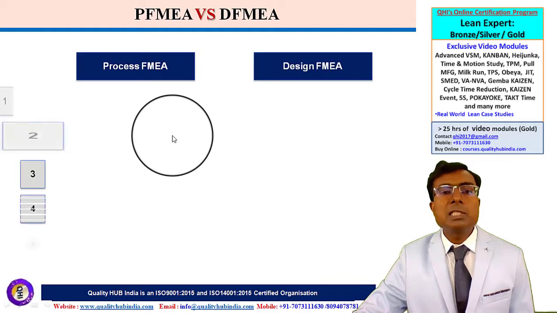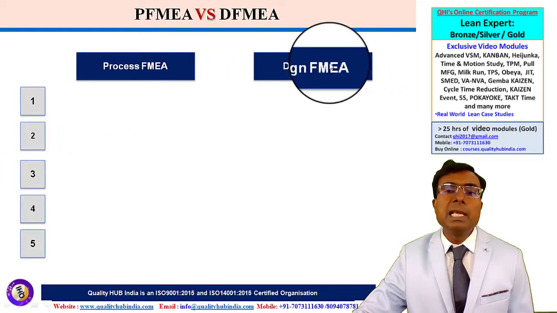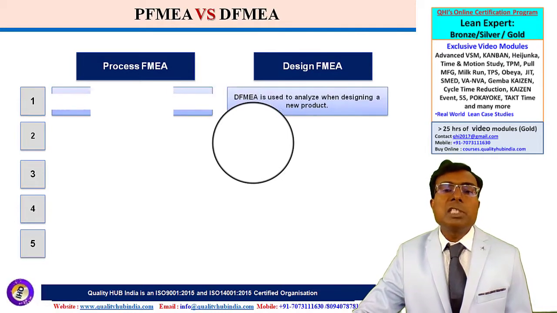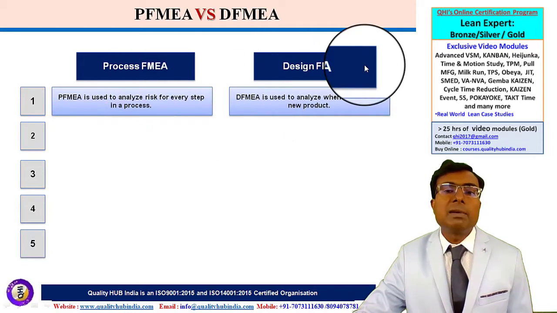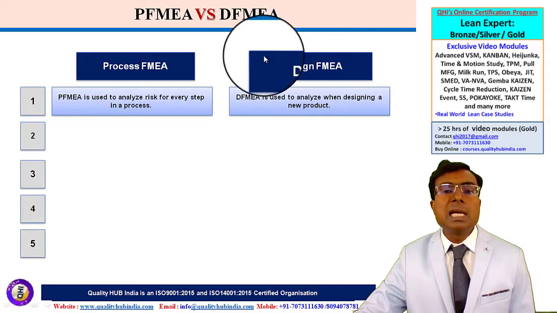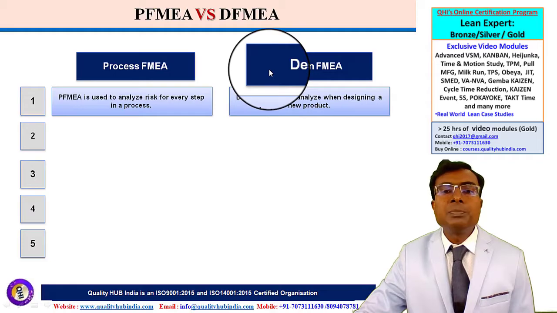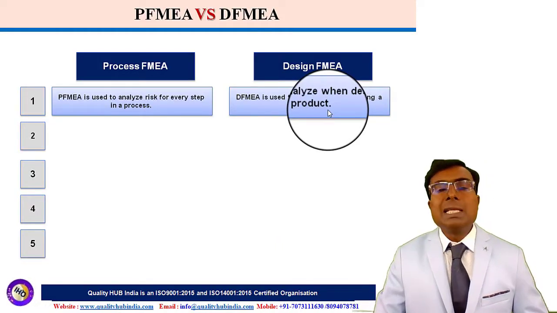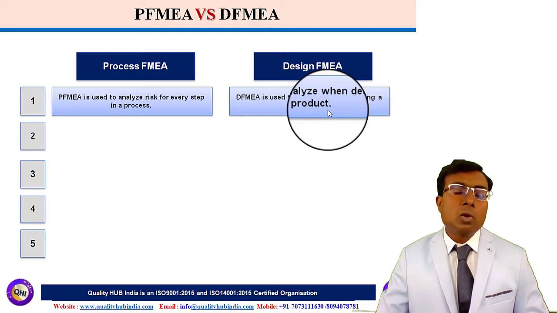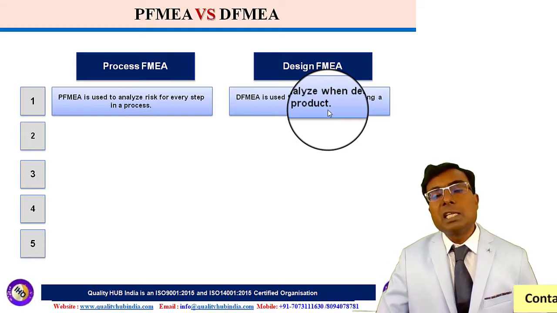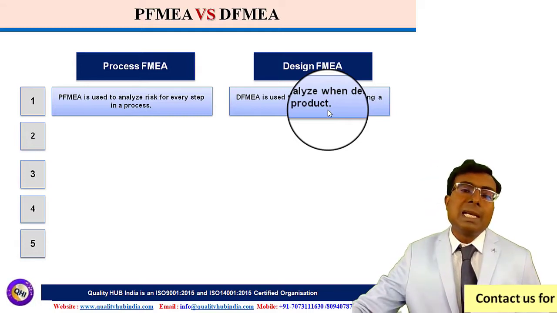So friends, we'll be understanding the difference between PFMEA and DFMEA under 5 elements. So let's begin and understand the first difference. DFMEA, as the name suggests, Design FMEA, is done at the design stage of product development and is used to analyze when designing a new product. It means that if you are design responsible, you make the drawing, you decide the features, the functionality of the product, and the assembly requirements, then you would be doing design FMEA.